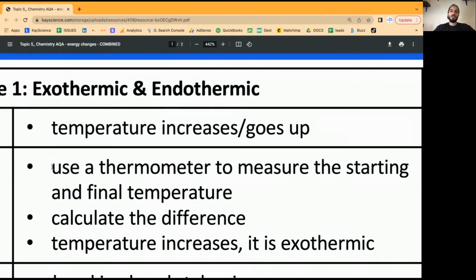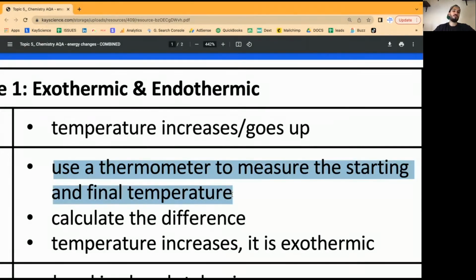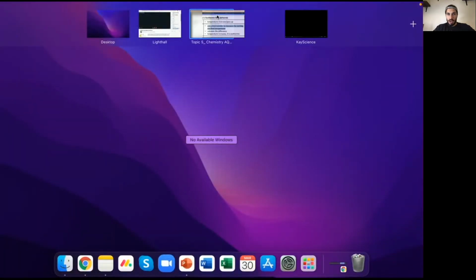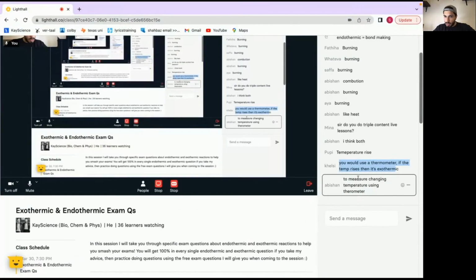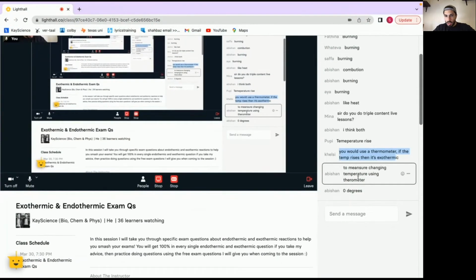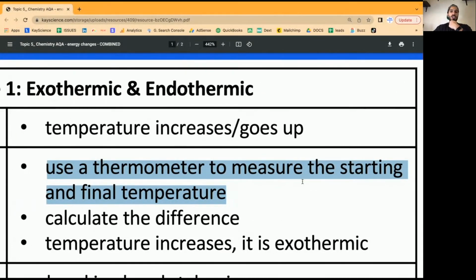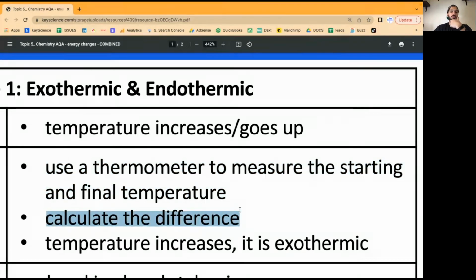Okay, so look, we use a thermometer to measure the starting and final temperature. Now, a lot of people would not actually say that, and this is from a real mark scheme. So let's see how many of you have said that. No, not enough people have said that. So look, you use a thermometer to measure the start and final temperature. You calculate the difference. Very, very important. And if the temperature increases, then you have an exothermic reaction.